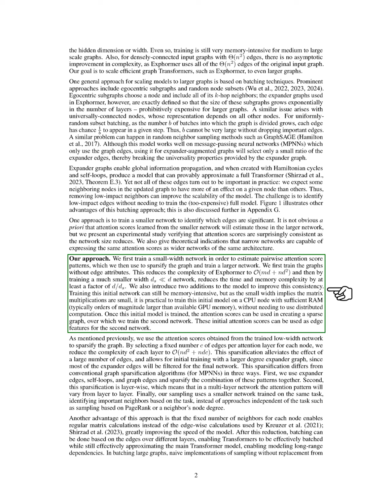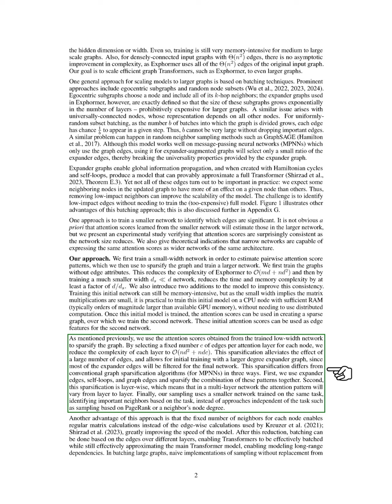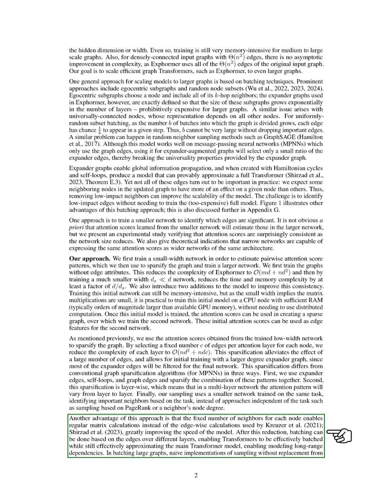This process reduces the complexity of Spexphormer and allows us to train the initial model on a CPU, making it more practical. We then use the attention scores as edge features for the larger network, further reducing complexity. We introduce a unique sparsification method that combines expander edges, self-loops, and graph edges, varying the attention pattern across layers. This method improves computational efficiency and allows for effective batching of large graphs, enabling us to model long-range dependencies.